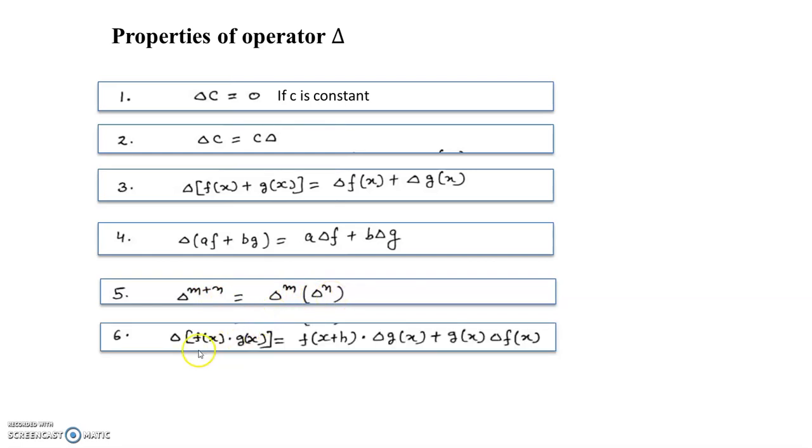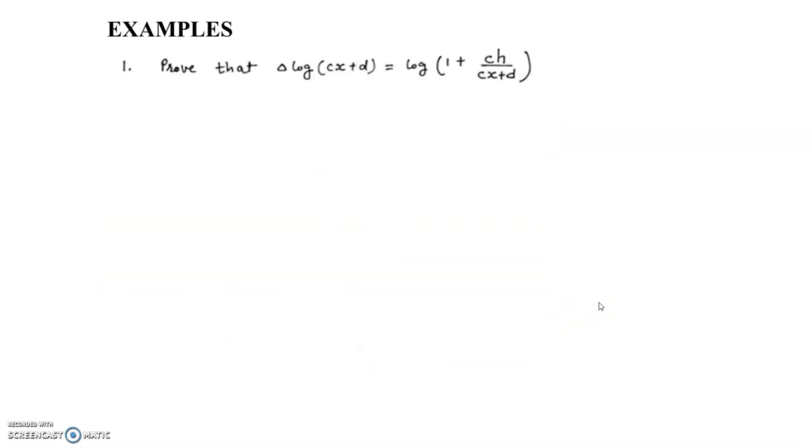So sixth is del of product. So del of f dot g will be equal to f of x plus h dot del of g(x) plus g(x) del of f of x. So here x plus h is only in the first term, not in the second term. So these are the 6 properties of the forward difference operator, delta. Let us do some examples.